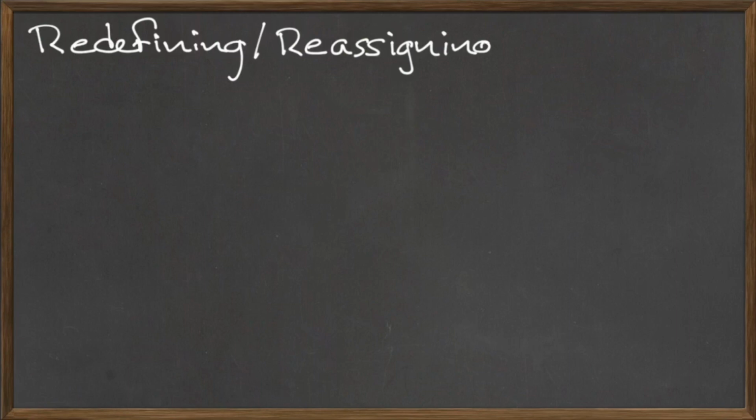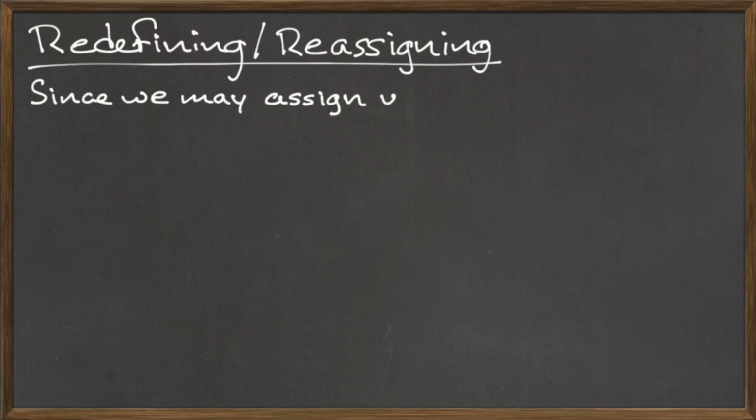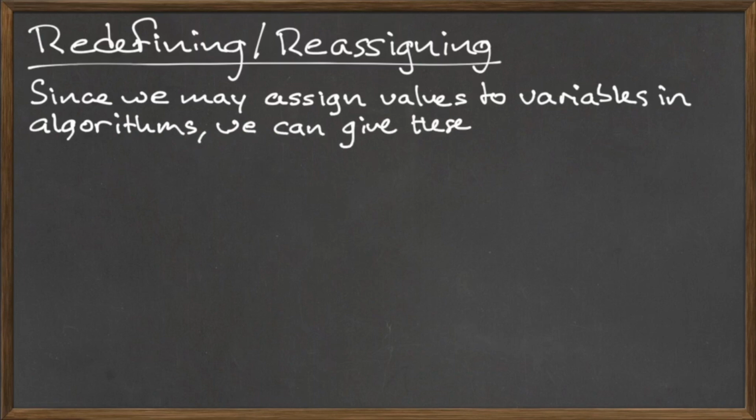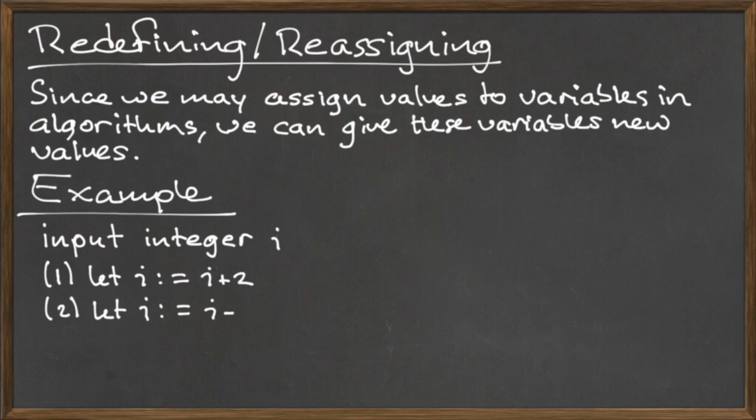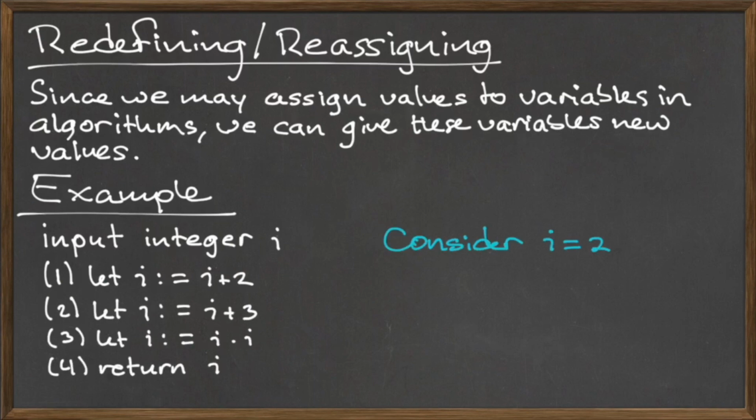In the previous examples, we showed how we can use the let equal assignment to create new variables. However, we can also use the let equal assignment to redefine existing variables by assigning new values to them. For example, consider the following algorithm, which accepts as input an integer I. Let's run this algorithm with the input I equals 2 to demonstrate how this reassignment process works.